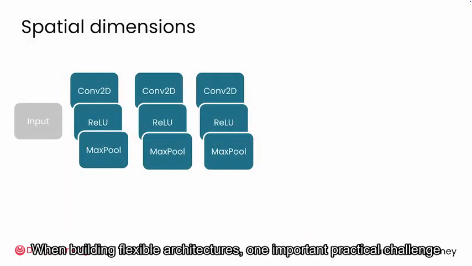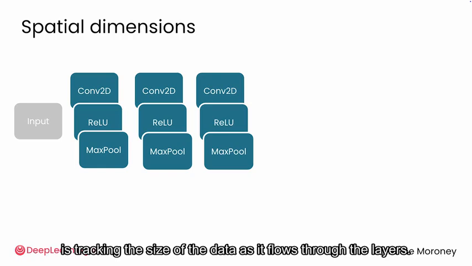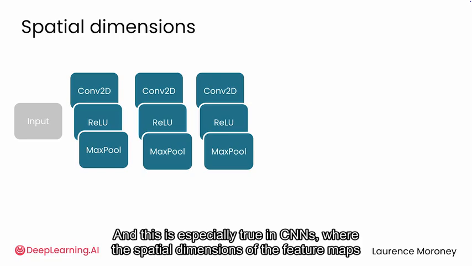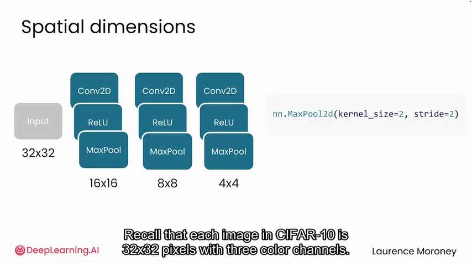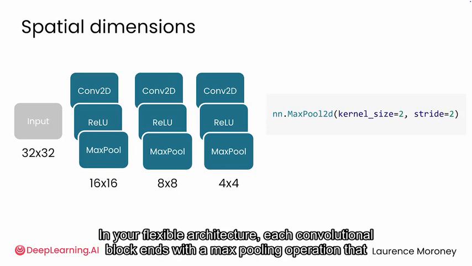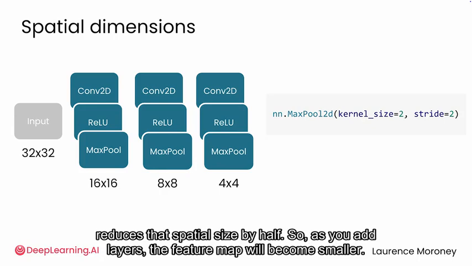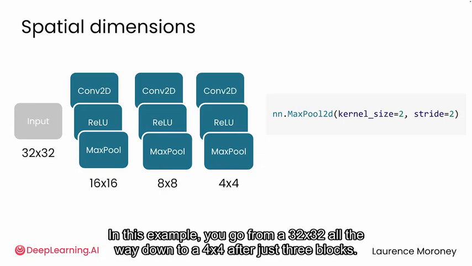When building flexible architectures, one important practical challenge is tracking the size of the data as it flows through the layers. And this is especially true in CNNs, where the spatial dimensions of the feature maps will change after each convolution and pooling operation. Recall that each image in CIFAR-10 is 32 by 32 pixels with 3 color channels. In your flexible architecture, each convolutional block ends with a max pooling operation that reduces that spatial size by half. So as you add layers, the feature map will become smaller. In this example, you go from a 32 by 32 all the way down to a 4 by 4 after just 3 blocks.